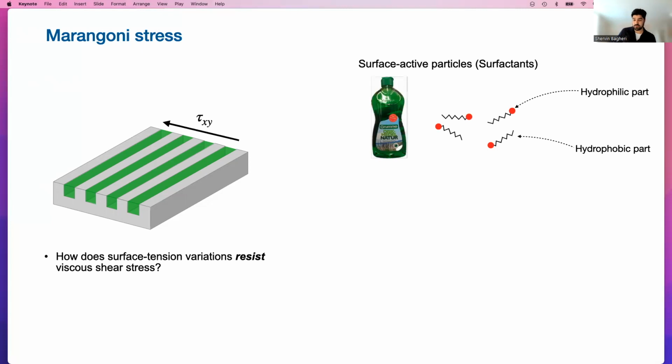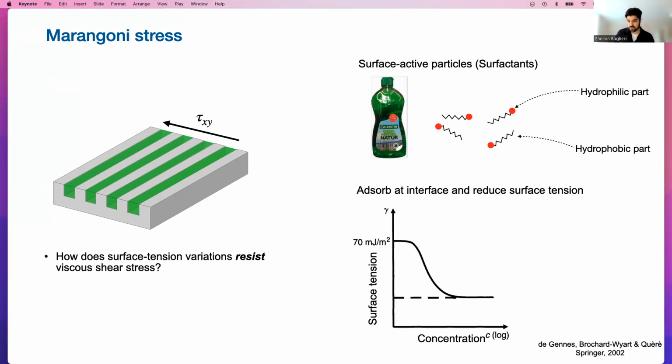So, you know, surfactants are basically surface active particles. They have two parts, a hydrophilic part and a hydrophobic part, and they adsorb at interfaces and reduce surface tension. This is what we know about surfactants from textbooks: the more surfactant you have, the smaller the surface tension you get, up to a point.